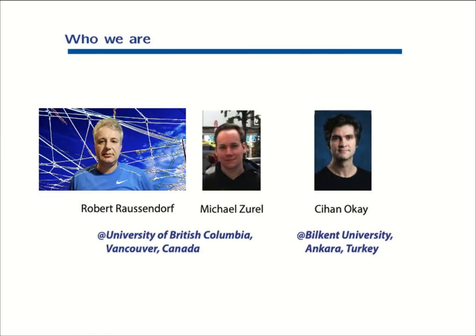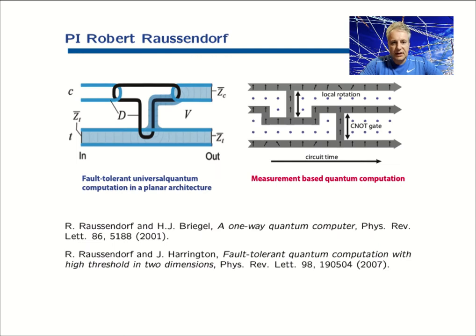This is our team. There is Michael Zorel and myself at the University of British Columbia, and our external collaborator, Jian Okai. Maybe a few words about myself as the PI. My business card contains two essential items. First, the one-way quantum computer, and second, fault-tolerant quantum computation in 2 dimensions.